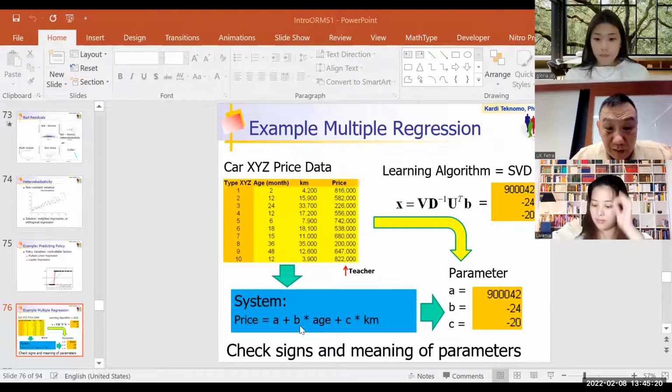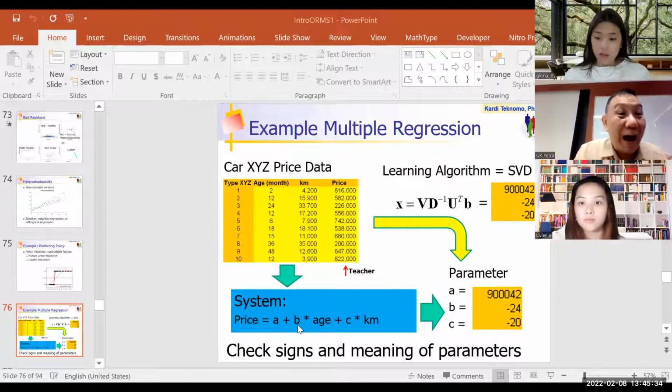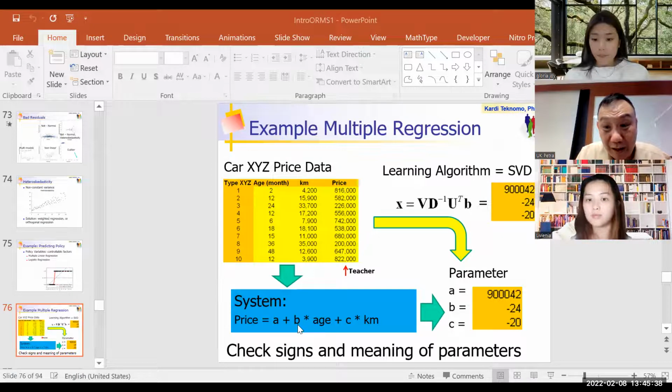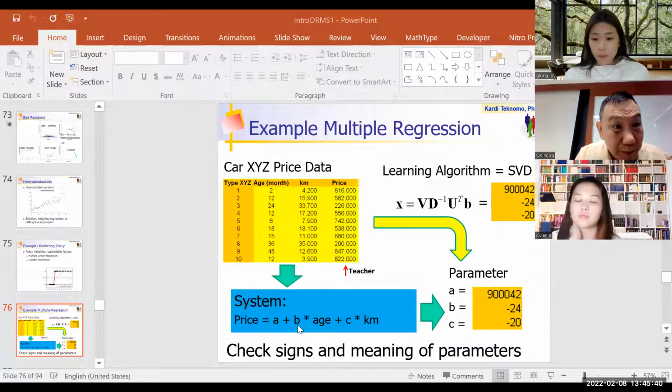So, how about this B? What is the meaning of B in here? For every increase of age, the car value decreased by, very good, minus 20. Decrease by, right? Decrease by, that's why the sign must be negative.